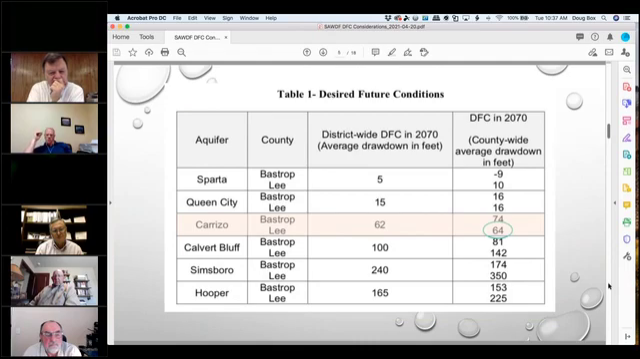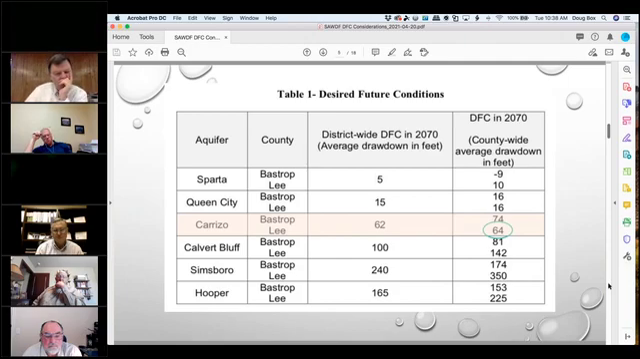So this is the current desired future conditions for Lost Pines Groundwater Conservation District, and they had included in their management plan approved by TWDB a county-wide average drawdown. And so they had the Carrizo at 64 feet in Lee County. If we go to the next slide, I know that you all struggled with the fact that we can't repeat these numbers with the current GAM, the new GAM 2020.